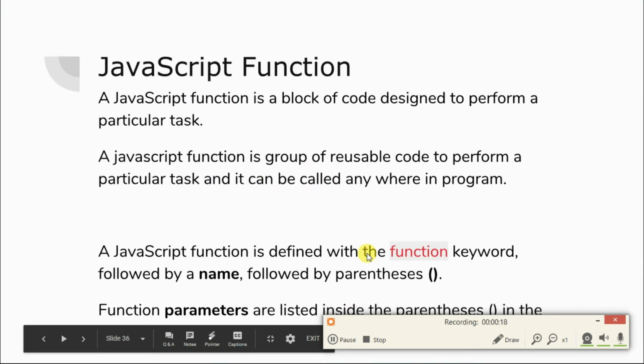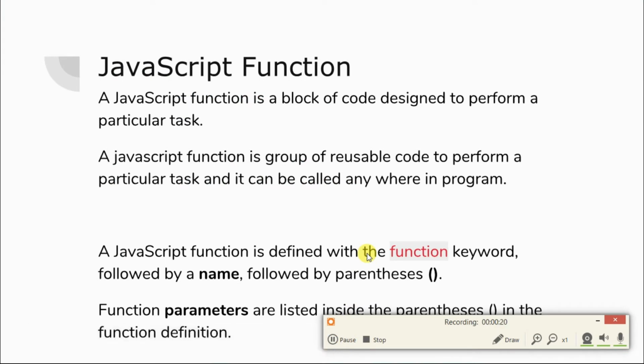Now, what is a JavaScript function? A JavaScript function is a block of code designed to perform a particular task. It means a JavaScript function is a block of code. If you want to execute this code, you can call it anytime in your programming code.